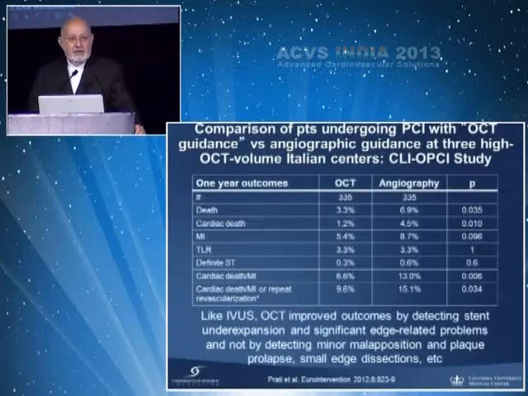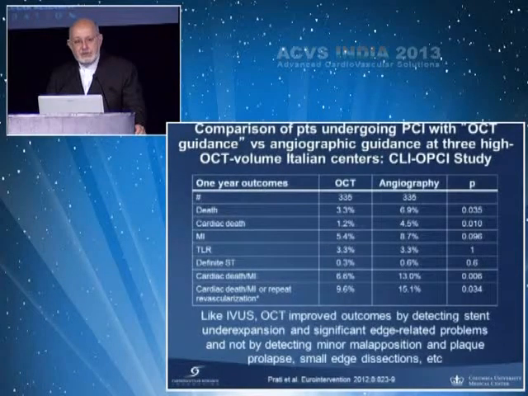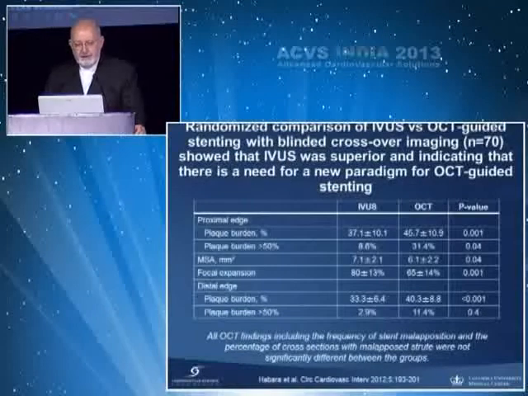What about OCT guidance? Well, compared to the large number of studies in 25,000 patients with IVUS, we have one registry from Italy comparing 335 patients with OCT guidance to propensity score matched patients with angiographic guidance, showing similar reduction in events. But the OCT findings that were associated with reduction in events were not subtle malapposition, plaque prolapse, and so on, but the same kind of major findings that we saw with IVUS guidance.